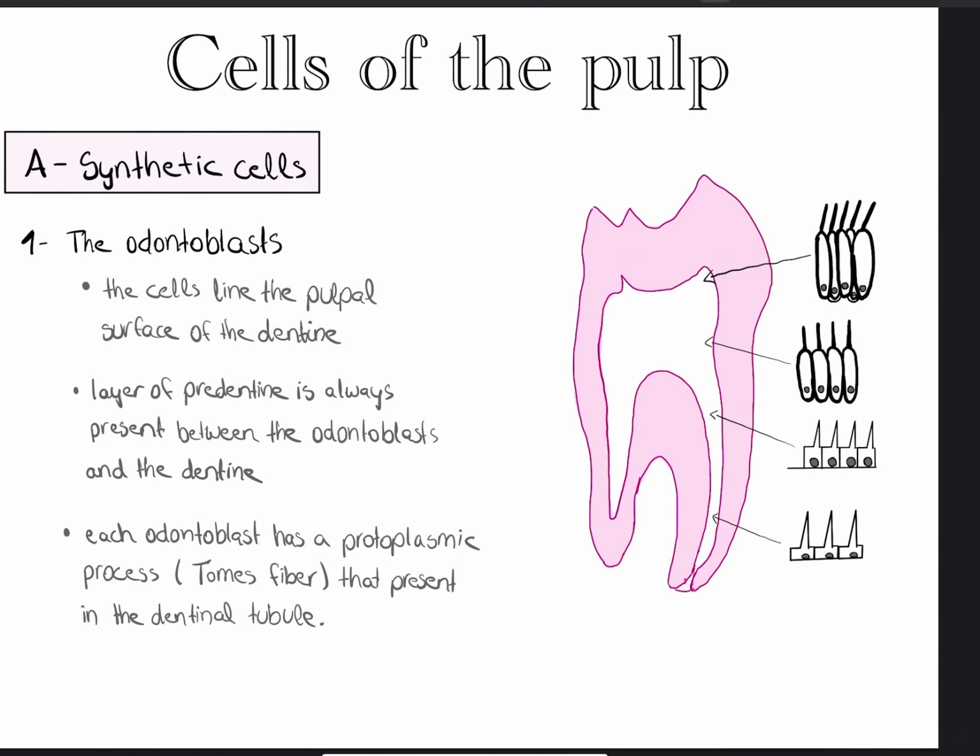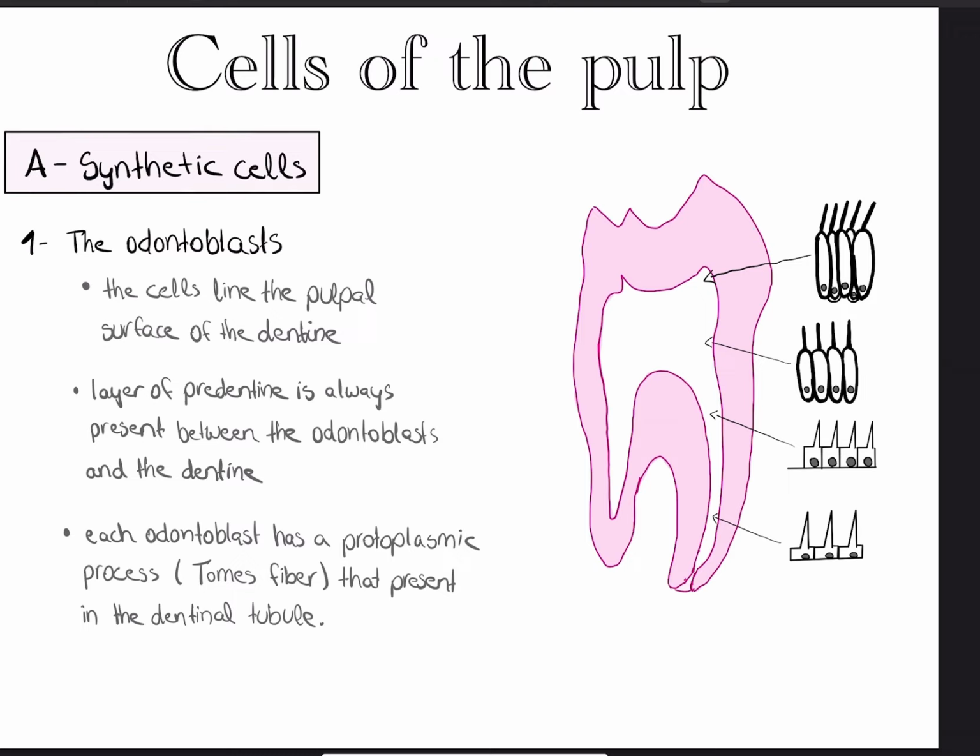Cells of the pulp. We have synthetic cells, for example the odontoblasts. The cells line the pulpal surface of the dentin. We have a layer of predentin, which is always present between the odontoblasts and the dentin. Each odontoblast has a protoplasmic process, also called Thomas fiber, that is present in the dentinal tubule.